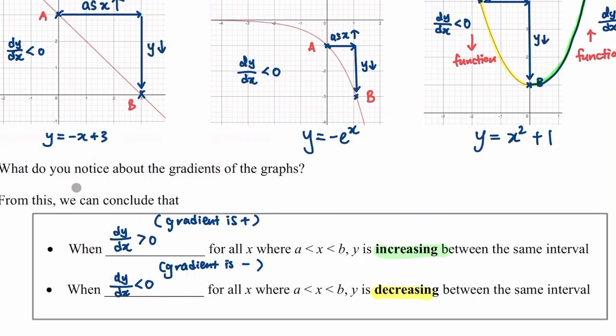So in conclusion, when dy over dx is greater than 0, the gradient is positive, and for the range of values of x between a and b, y is an increasing function. And when dy over dx is less than 0, the gradient is negative in that range, then we say that y is a decreasing function.